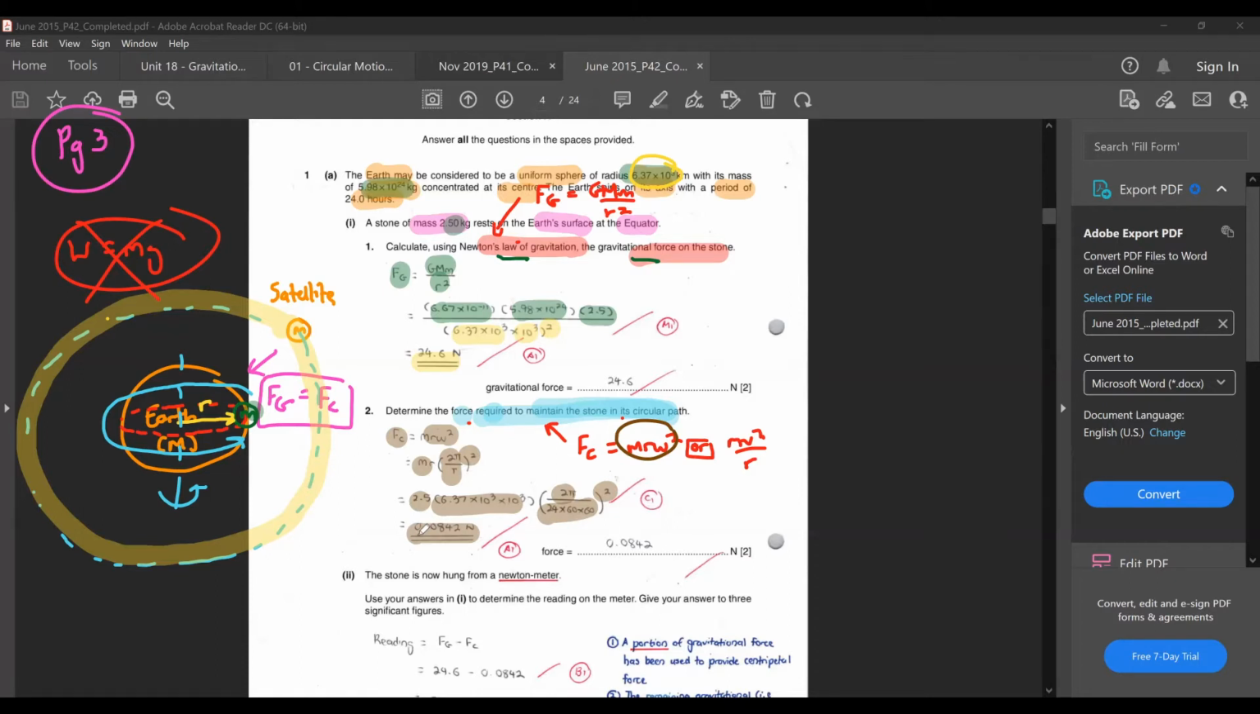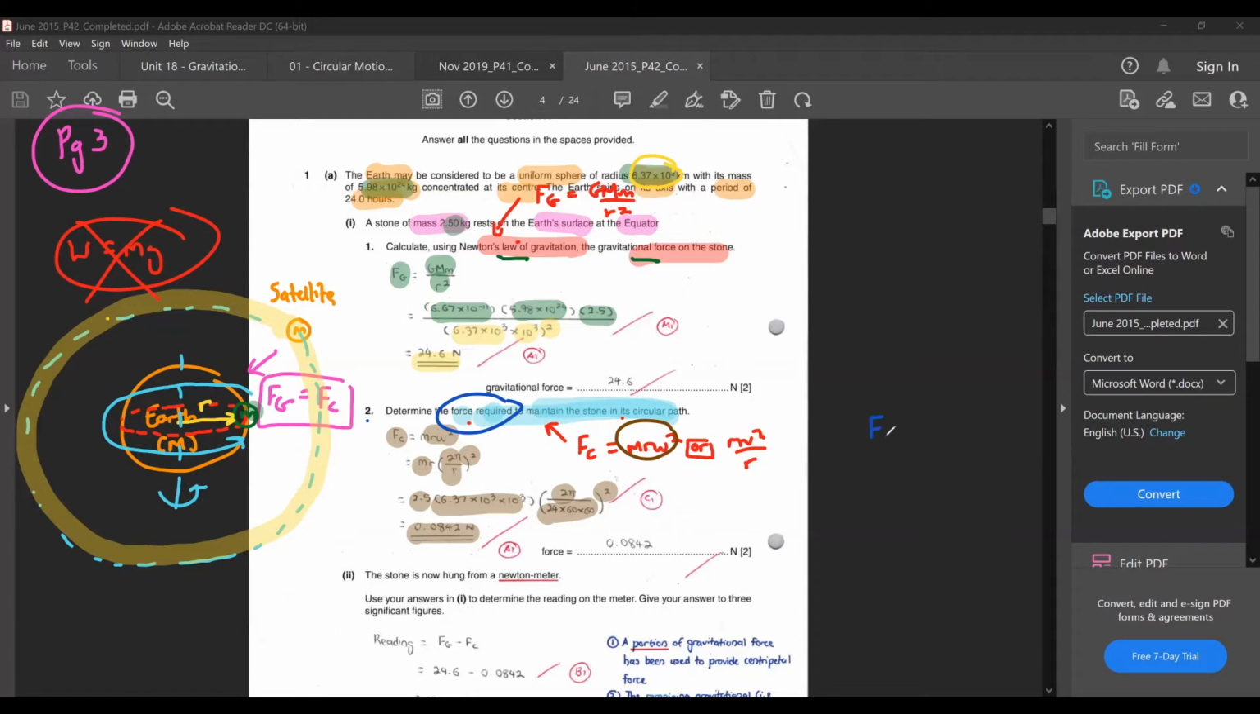Now, part 2 is where it gets a bit weird. If you look at part 2, oh yeah, before I go to that, notice that over here, for question 2, determine the force required to maintain the stone in the circular path.